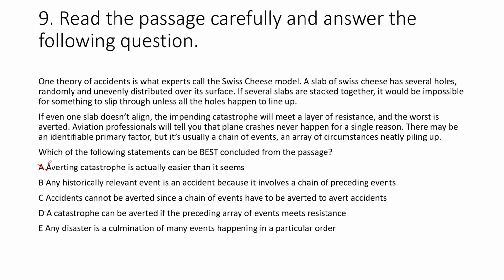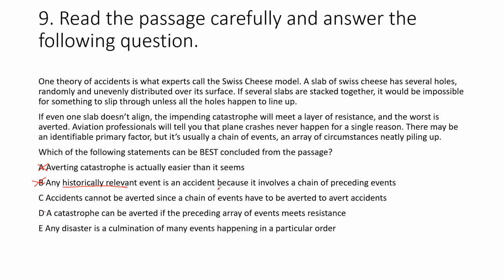So this goes out. Option B, any historically relevant event is an accident because it involves a chain of preceding events. Author did not talk particularly about historically relevant events. This also goes out of context. Accidents cannot be averted since a chain of events have to be averted to avert accidents. Author did discuss that, author said that chain of events is there.